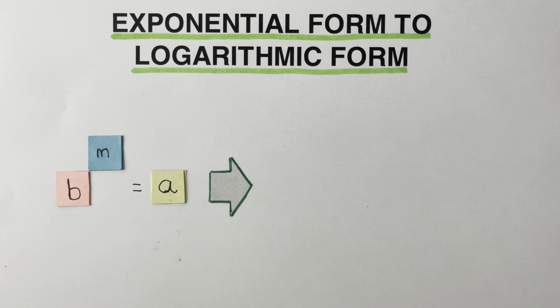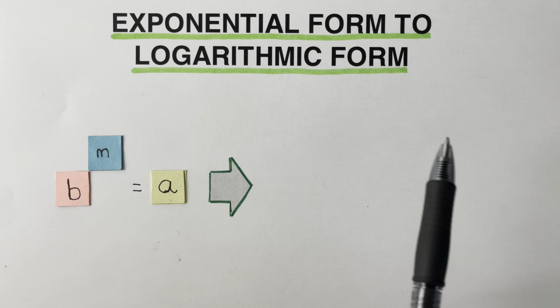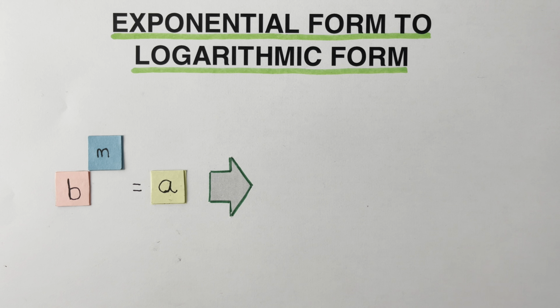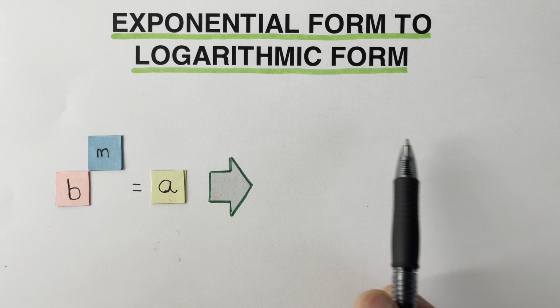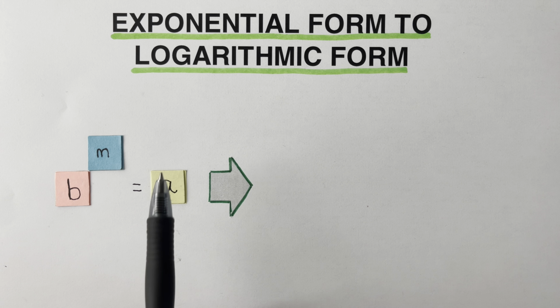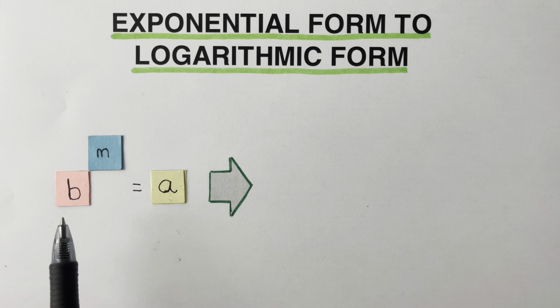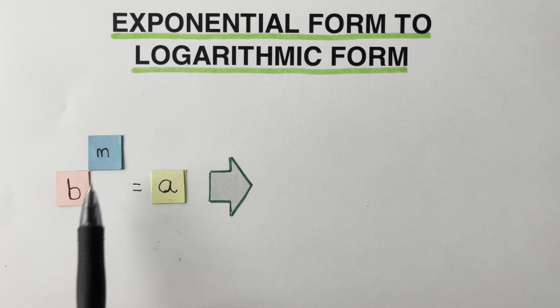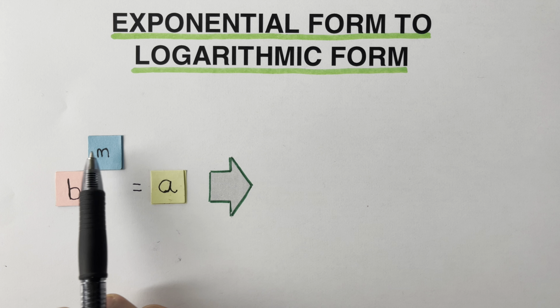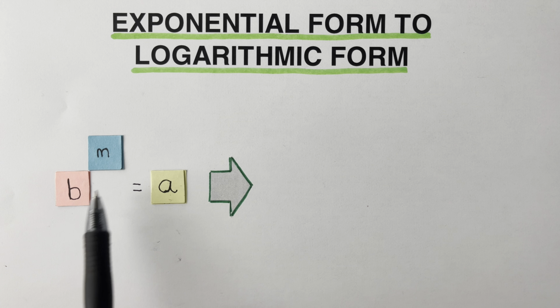Please remember that we can change an exponential form to its equivalent logarithmic form following the general rule right here. On this side, we are going to have the exponential form. On this side, we're going to have the logarithmic form. Please remember that on this exponential form, our b is the base, our m is the exponent, and our a is the value of this exponential expression on the left. Now, let's change this into its equivalent logarithmic form.